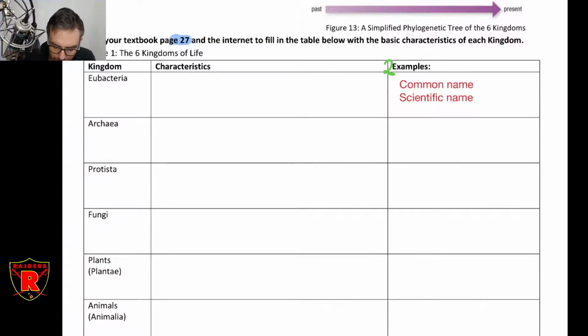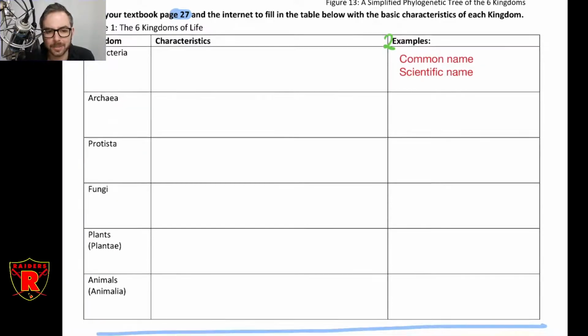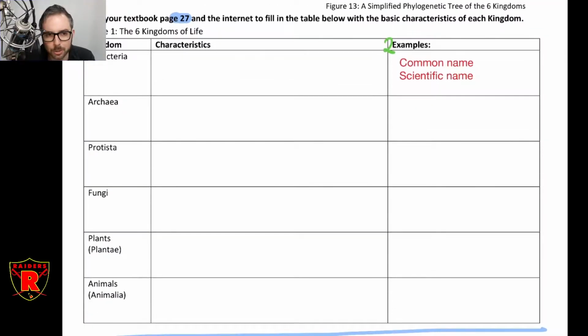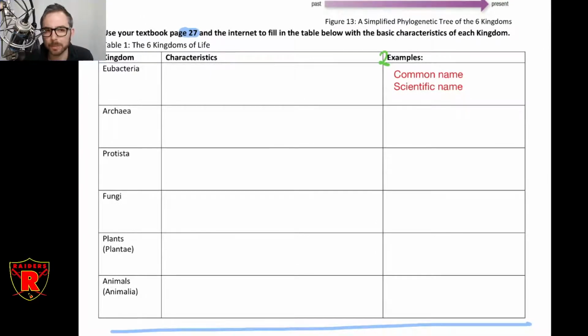So what I'm going to get you to do, this is the last piece of the work that you're going to do. This does not go in your textbook or in your homework document because this is going to be in the notes. You're going to use the table on page 27 of your textbook, and you're going to write down some of the basic characteristics that an organism would have in order to fit in each of these groups. So what does it take to be a eubacteria? What are the characteristics for archaea?